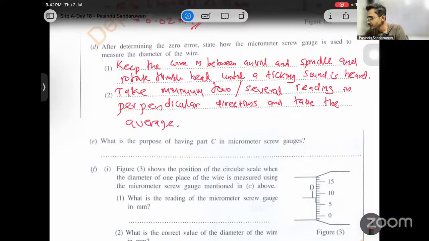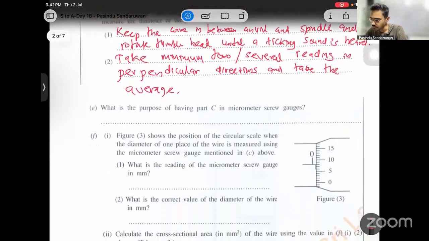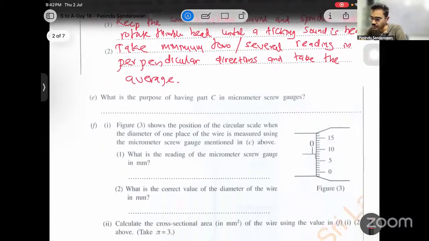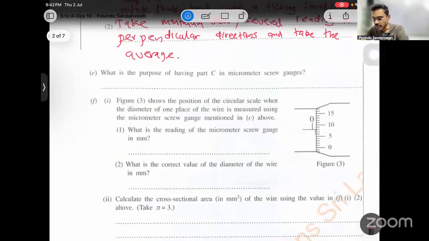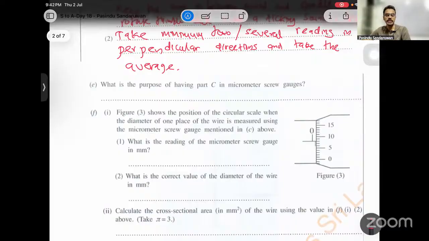Right? So those things must be there. E. What is the purpose of having part C in the micrometer screw gauge? What is part C? Part C, thimble head. I just mentioned the purpose, right?